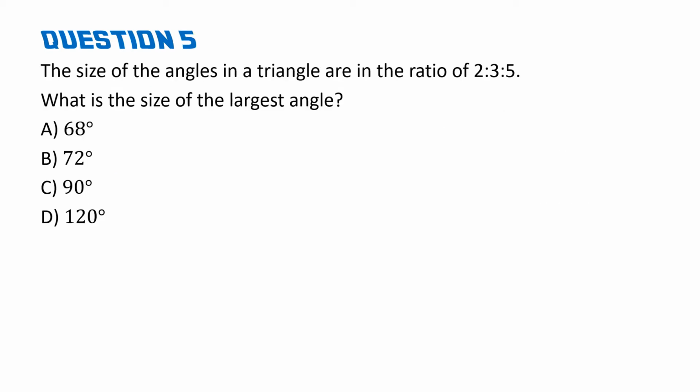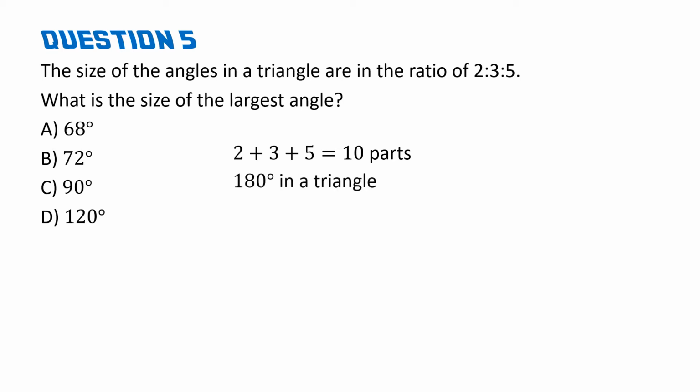Question 5, the size of the angles in a triangle are in the ratio of 2 to 3 to 5. What is the size of the largest angle? So this is a ratio question, we want to divide up a quantity into our given ratio. How much do we want to divide up? Well, the angles in a triangle add up to 180. So the first step we always do is we add our parts together. So we've got 2 plus 3 plus 5, so in total we have 10 parts.